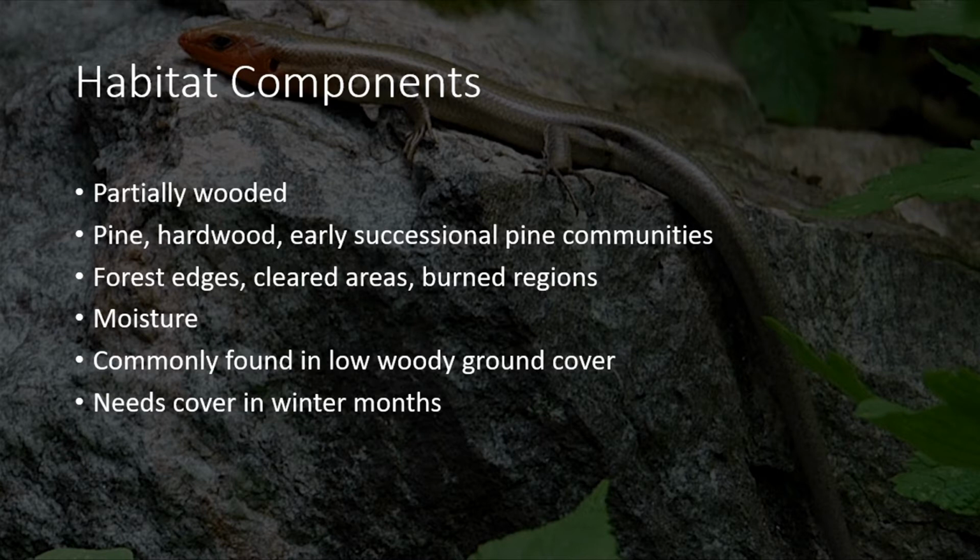Some forest types they are common in, but not exclusive to, are pine forests, bottomland hardwood forests, and early successional pine communities. They are also found in disturbed areas such as forest edges, cleared areas, and burned regions. One of the more important habitat components is moisture. Besides the implications for hunting arthropods, their eggs require high humidity to properly develop and hatch. These skinks are often under dense woody cover such as brush piles, stumps, or downed logs. These areas can provide arthropods to feed on as well as cover.